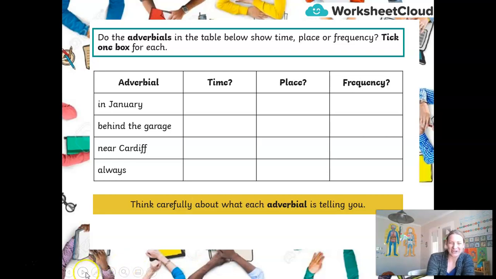Okay, let's see how you got on. In January, of course, it's telling me a time. Both behind the garage and near Cardiff are place, and always is an adverb of frequency. It tells me how often something has occurred.